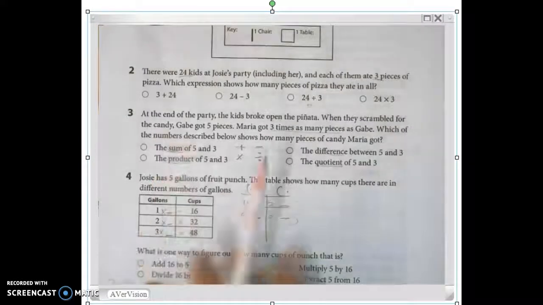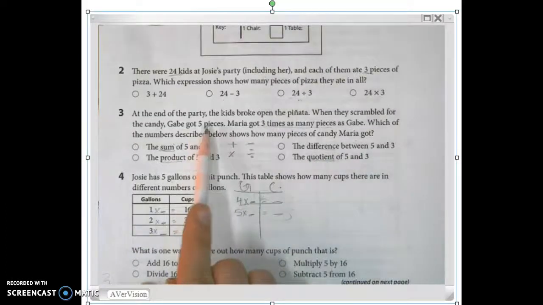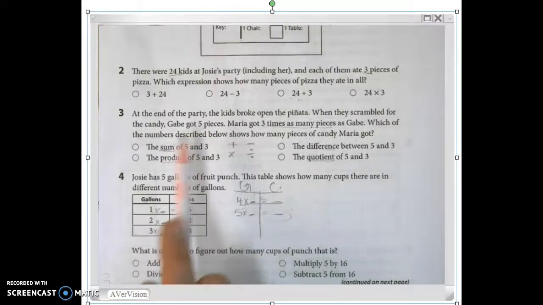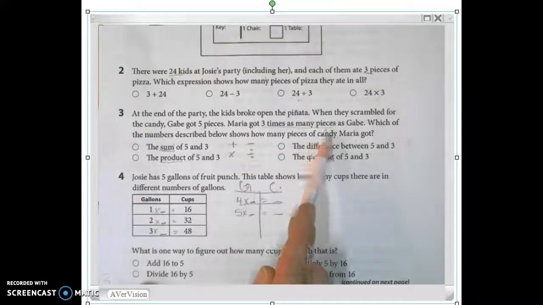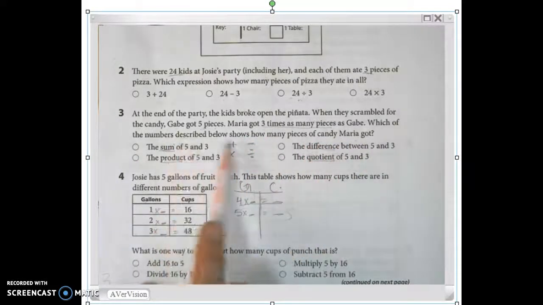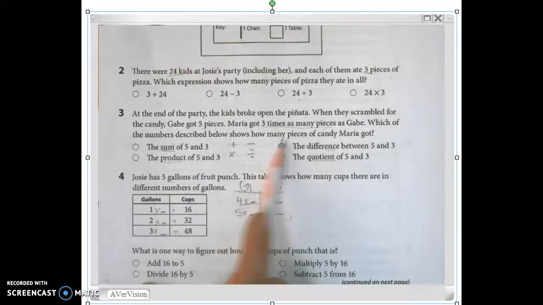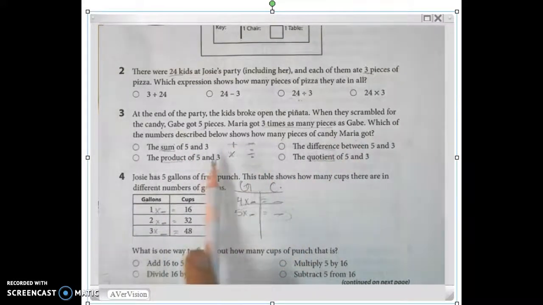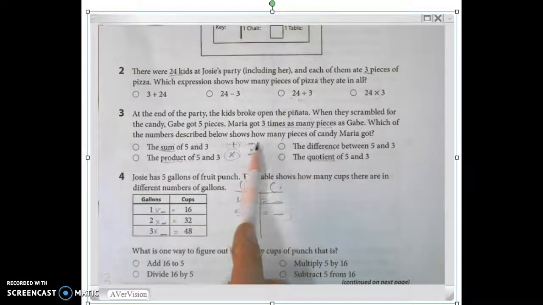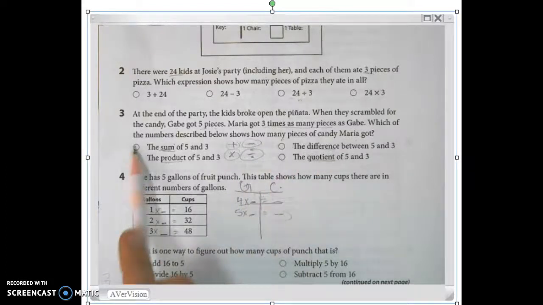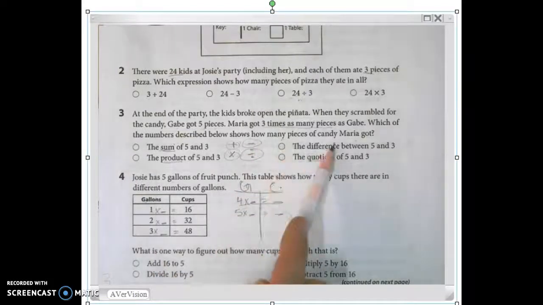Number 3 is going to ask you that a piñata got broken and kids went and got candy, and Gabe got 5 pieces. Mariah got 3 times as many pieces as Gabe. Which of the numbers described below shows how many pieces Mariah got? It's going to ask you to match the word to the math symbol. The sum of 5 and 3 would be plus sign. The product would be multiplication sign. The difference would be subtraction. And the quotient would be division. So which one of these is going to match how to find how many pieces Mariah got?